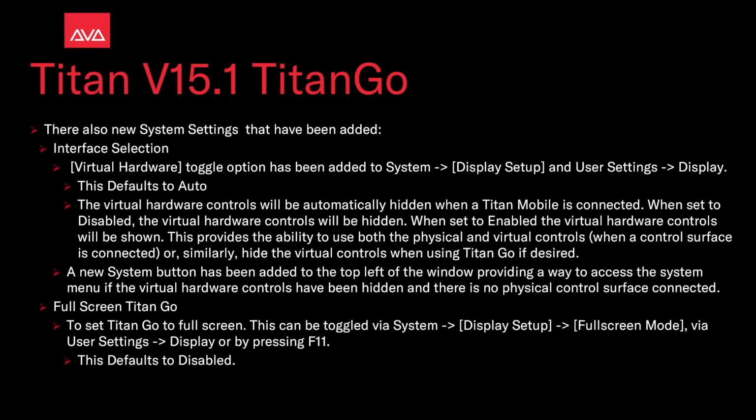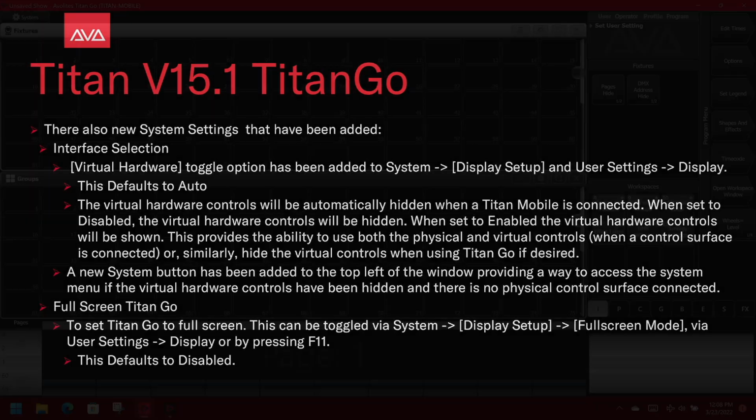A new system button has been added to the top left of the window, providing an easy way to access the system menu if the virtual hardware controls have been hidden and there's no physical control surface connected. We also have full screen Titan Go. To set Titan Go to full screen, this can be toggled via System, Display Setup, Full Screen Mode, via User Settings, Display, or by pressing F11. This defaults to disabled. Let's have a look at that.